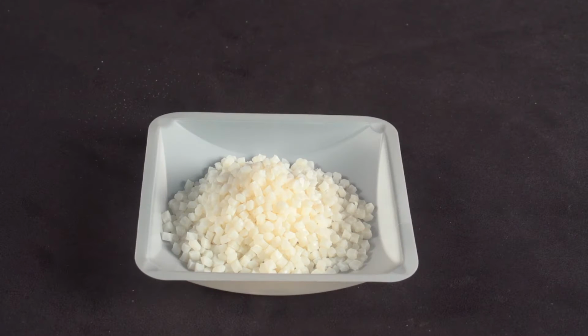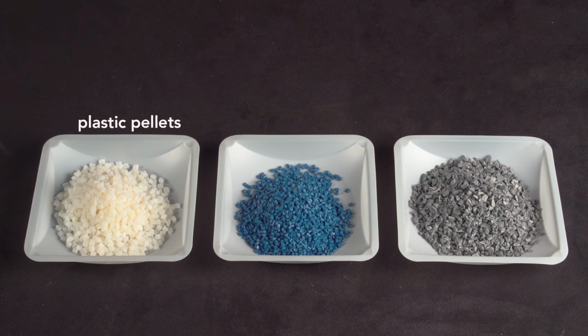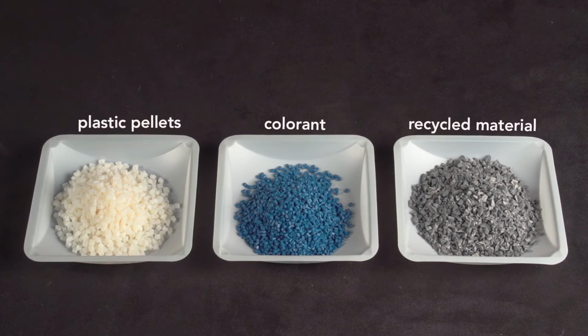All injection molded objects start with these plastic pellets, which are a few millimeters in diameter. They can be mixed with small amounts of pigment called colorant, or with up to 15% recycled material, then fed into the injection molding machine.